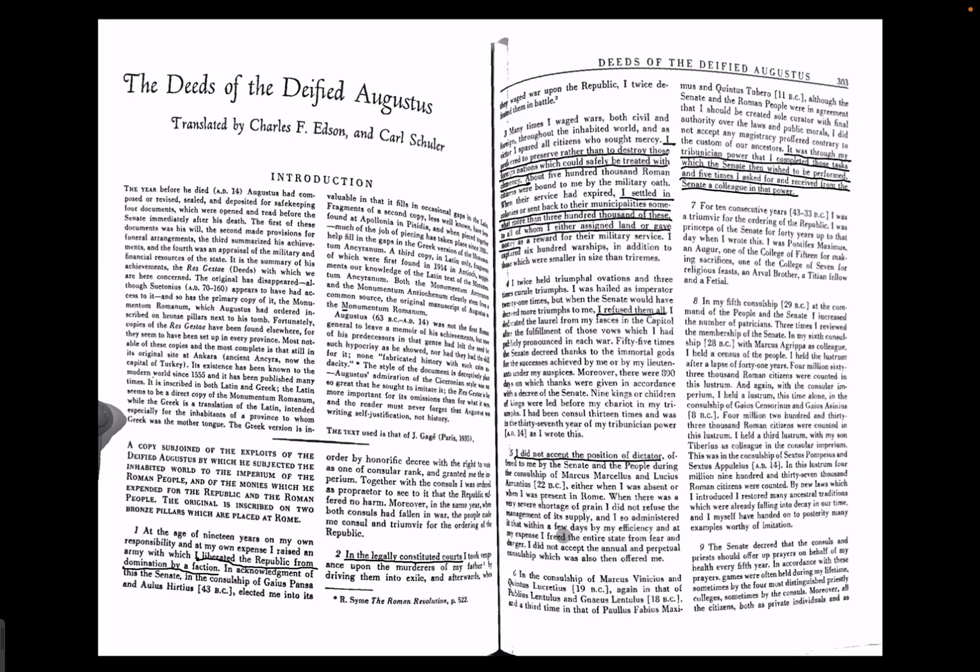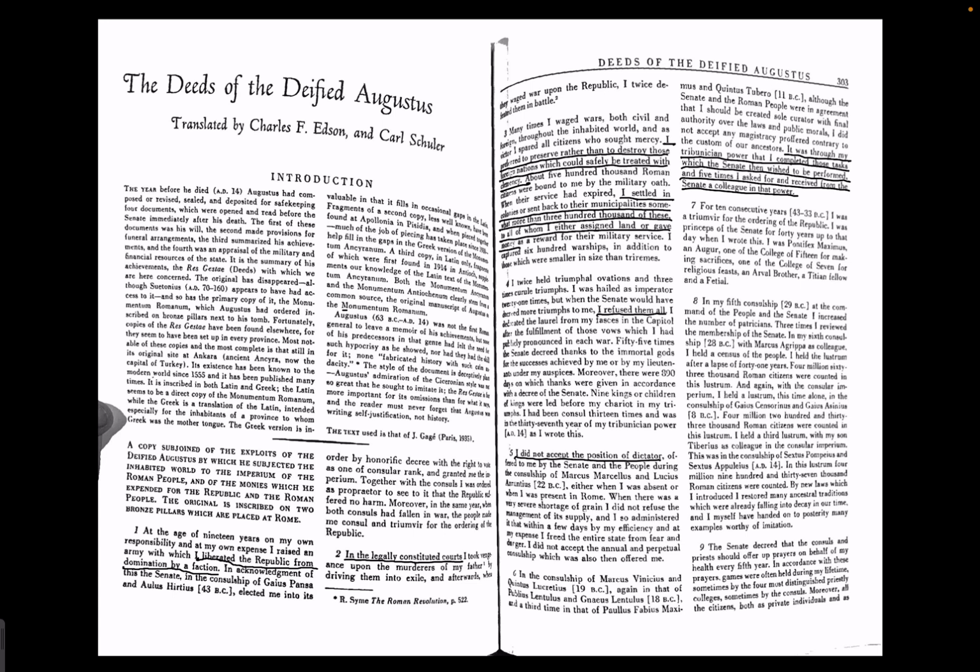There was a food shortage in the year 22, and I freed the entire state from fear and danger on my own expense, he says, and by my own efficiency. And then here he says, I laid down the office of consulship, and it was through tribunician power, meaning the office of tribune, that I completed those tasks which the Senate then wished to be performed. Not that I wanted to do, not that I thought needed to be done, but the Senate wished to be performed.